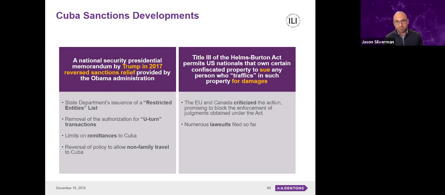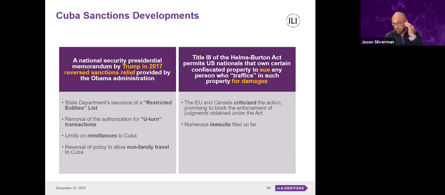Title III is the provision of the Helms-Burton Act that contains this private right of action for trafficking in confiscated property. Those waivers were allowed to lapse in 2019, and as a result, plaintiffs have brought Helms-Burton lawsuits against U.S. and international companies in a wide range of sectors. It's affected tourism, oil and gas, property development, shipping, banking and finance.